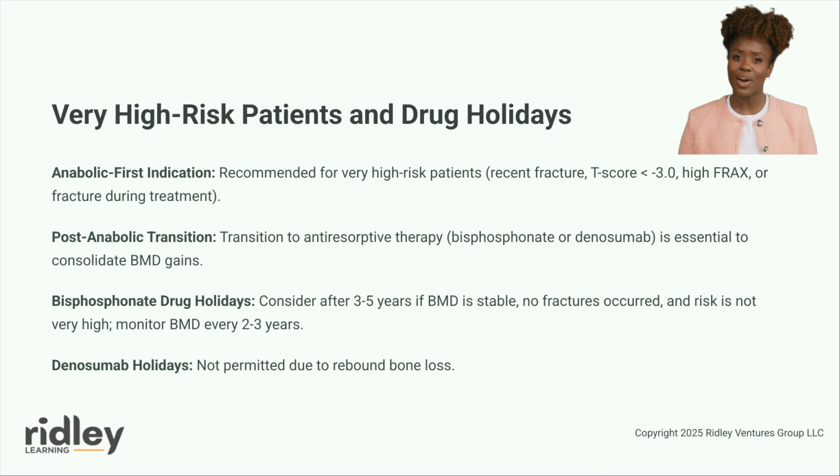In these very high-risk patients, the more rapid and substantial fracture risk reduction achieved with anabolic agents provides clinical benefit that may not be achievable with anti-resorptive therapy alone. Following completion of anabolic therapy, which is 24 months for teriparatide or abaloparatide and 12 months for romosozumab, transition to anti-resorptive therapy with a bisphosphonate or denosumab is essential. This consolidates BMD gains and maintains long-term fracture protection.